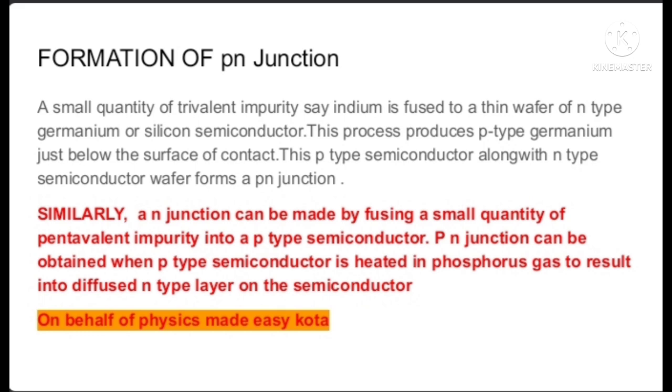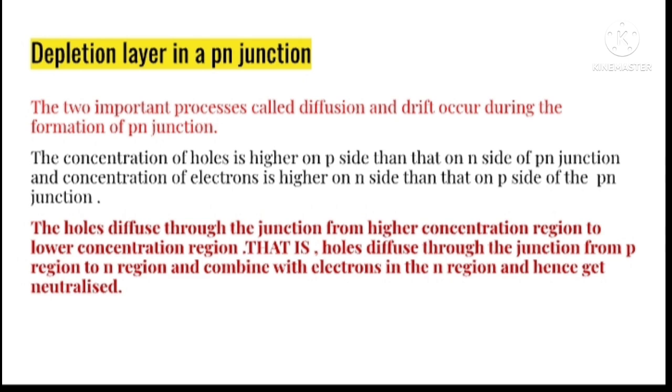Similarly, we can make a PN junction by fusing a small quantity of pentavalent impurity into the P-type semiconductor. Then the PN junction can be obtained when the P-type semiconductor is heated in phosphorus gas to result in a diffused N-type layer on the semiconductor. For the PN junction, two important processes are there. One is diffusion, another is drift, that occur during the formation of the PN junction.